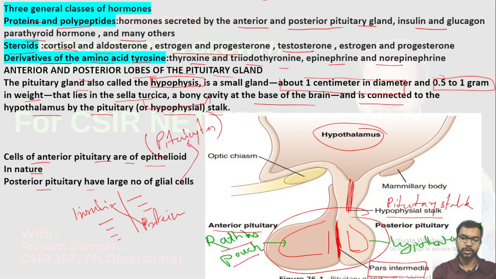Anterior pituitary is developed from Rathke's pouch and posterior pituitary is developed from hypothalamus. And one more thing to remember or notice here is that all the hormones that anterior pituitary secretes are synthesized in the cells of the anterior pituitary itself. But the two hormones that posterior pituitary secretes are not synthesized by the cells of the posterior pituitary. Those hormones are synthesized in the hypothalamus, and from the hypothalamus they are transported into the posterior pituitary.